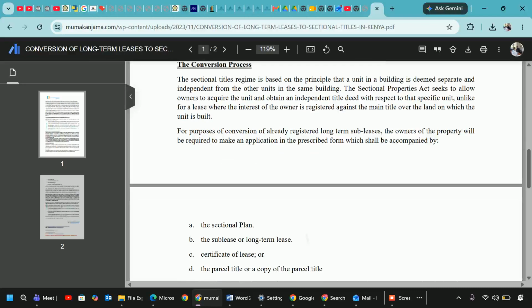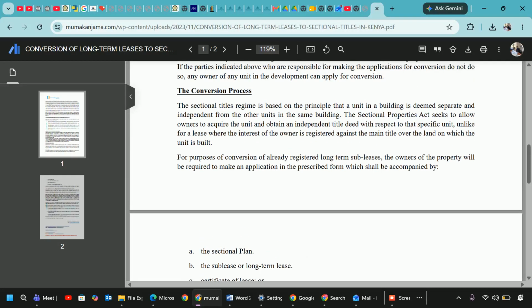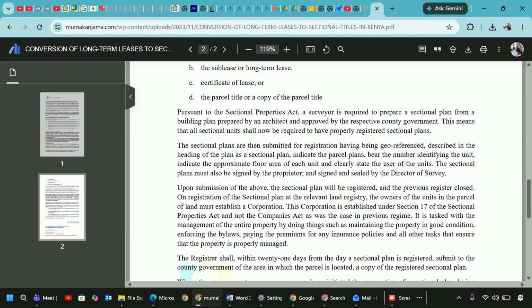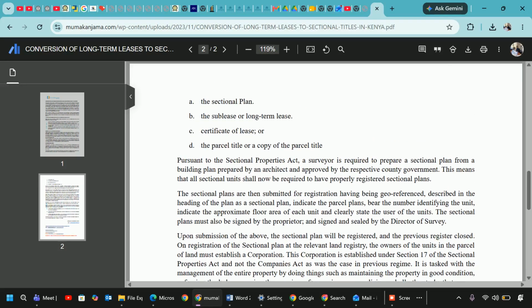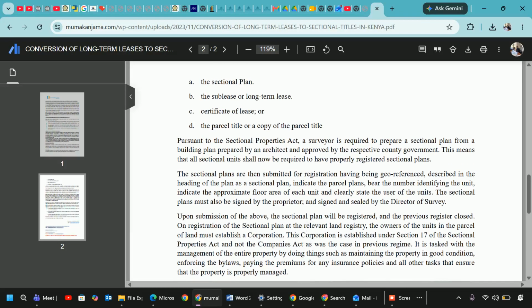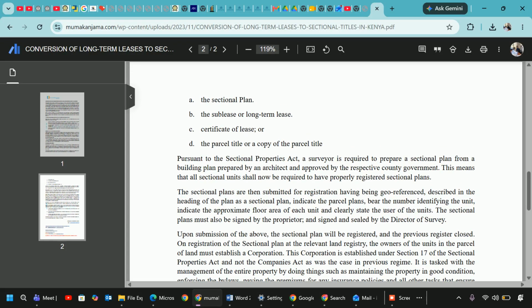Give us the detailed conversion process. Pursuant to the Sectional Properties Act, a surveyor is required to prepare a sectional plan from a building plan prepared by an architect and approved by the respective county government. This means that all sectional units shall now be required to have properly registered sectional plans.